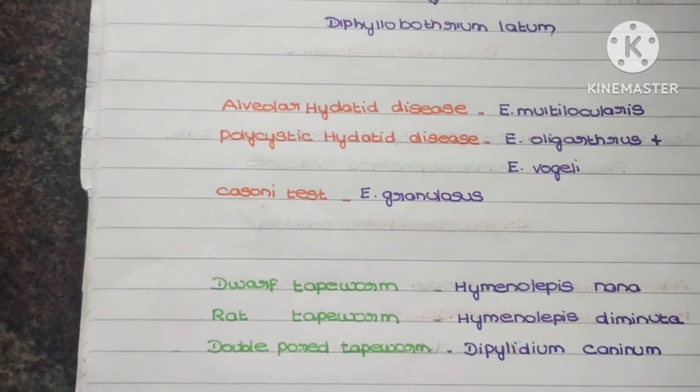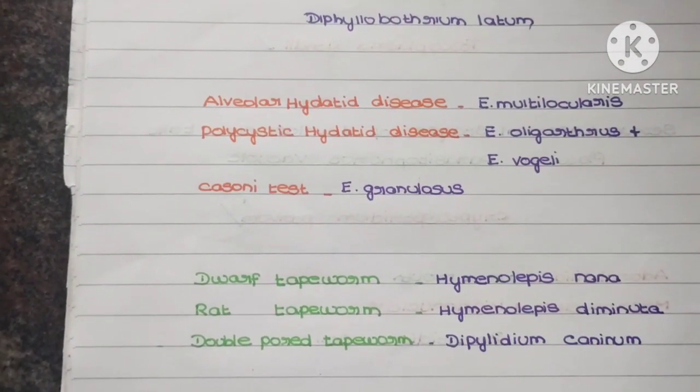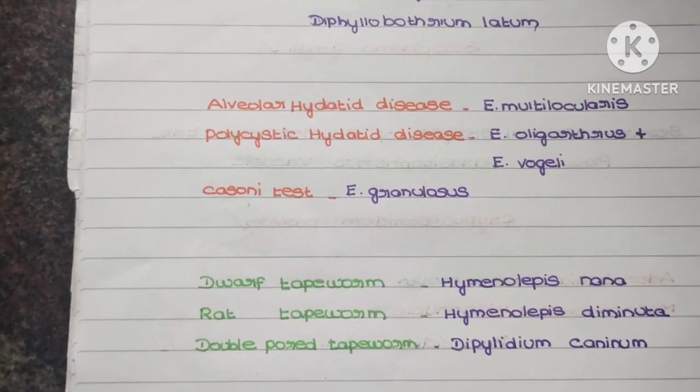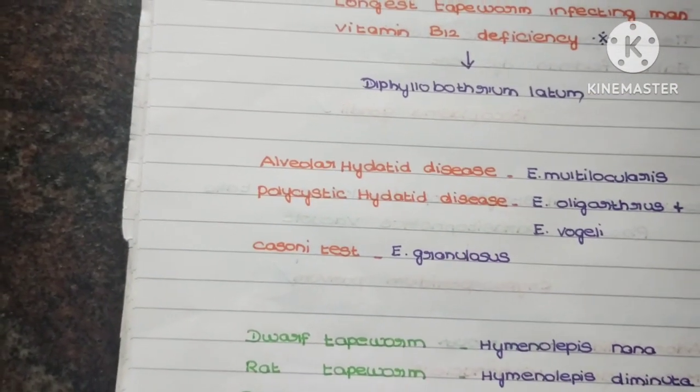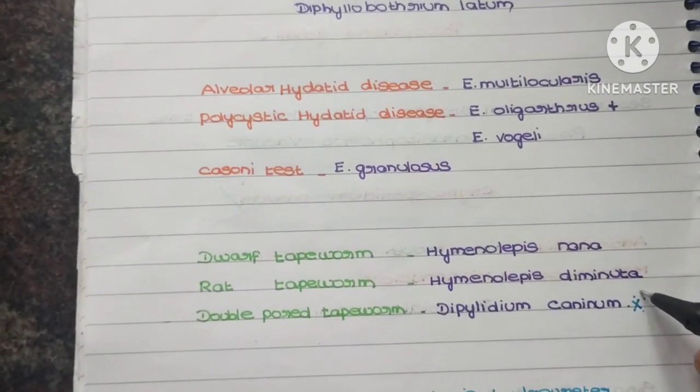Toxoplasma gondii. So some of the other terms: dwarf tapeworm is H. nana, rat tapeworm is called Hymenolepis diminuta, and double-pore tapeworm is Dipylidium caninum. So this is important, okay.